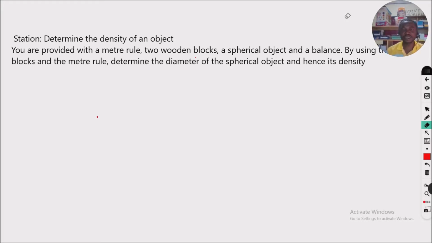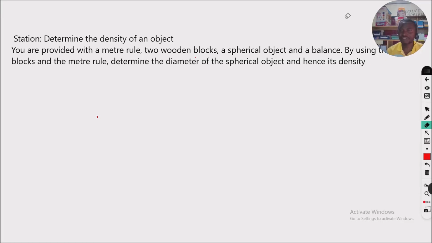So today I want to look at stations. This is how the questions will look. With a station, determine the density of an object. You are provided with a metal rule, two wooden blocks, a spherical object, and a balance. By using the blocks and the metal rule, determine the diameter of the spherical object and hence its density.